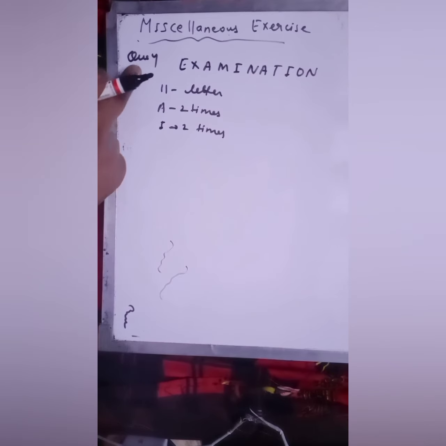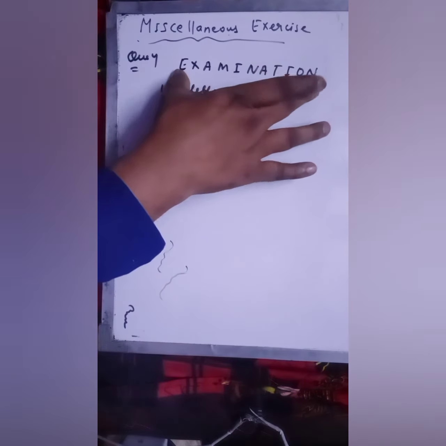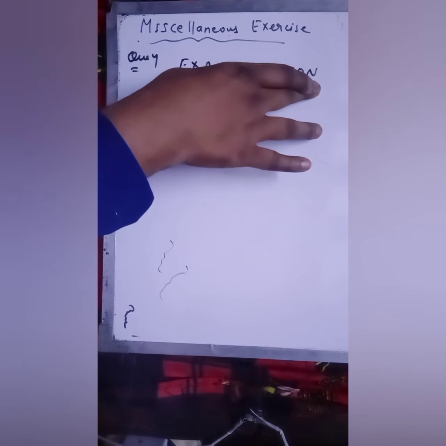Now see children, here is question number 4. In all the different permutations of all the letters of the word EXAMINATION, which are listed as in the dictionary, how many words are there in the list before the first word starting with E?